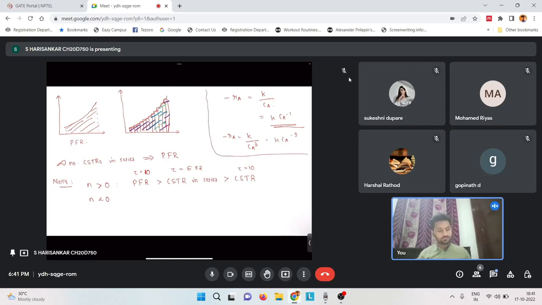Just letting you guys know here. If your reaction is a negative order reaction, then this order will also be reversed. PFR will be the least preferred compared to CSTR in series, compared to CSTR.